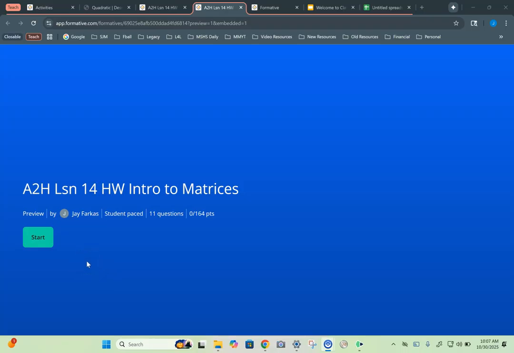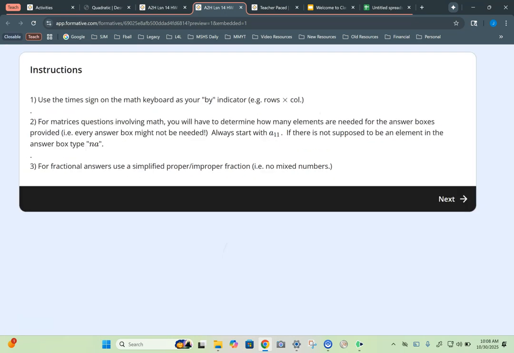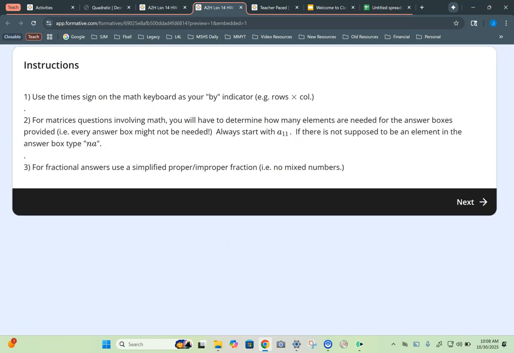You should have in front of you lesson 14 homework, intro to matrices. Now before we jump in, you should have some instructions in front of you right now, correct? Okay, let's go over these instructions to make sure we're clear. Number one, you're going to use, are you listening? If you're talking, you're not listening.